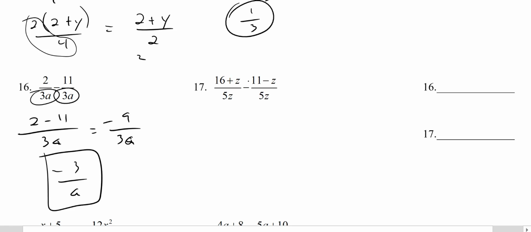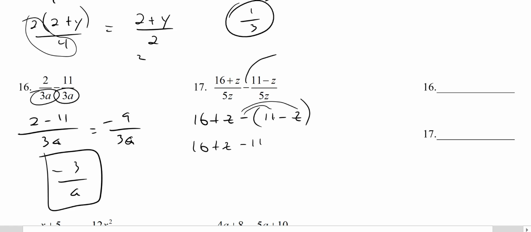Next one. Now this is where you got to be careful, math fans. See that minus sign there? 16 plus z minus, and please put that in parentheses. Okay, the reason I say you guys should put it in parentheses is because you got to distribute the negative to both terms. So it's 16 plus z, and then minus 11, and then negative times negative is positive, so plus z. And this, oh, of course, over 5z. I forgot that over this. Here, this is over 5z.